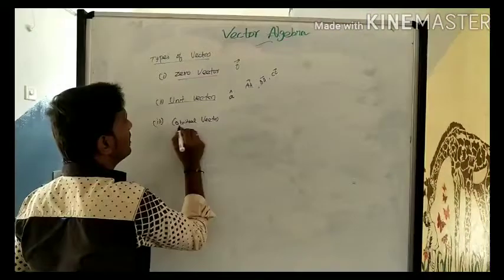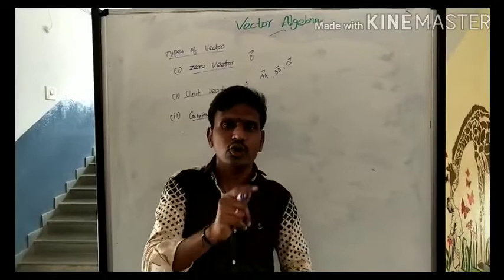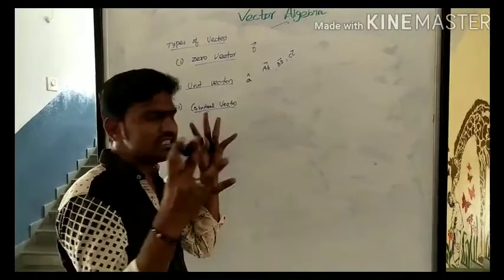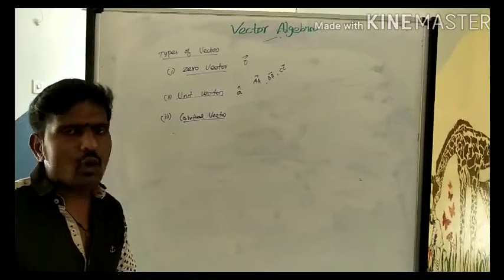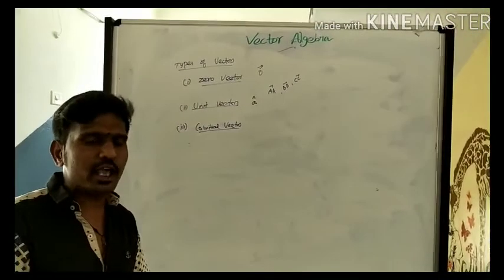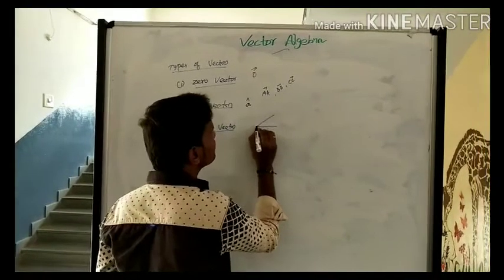Co-initial. So already I told you initial point and terminal point. Initial point is a starting point. Co means one or two or more vectors. Two or more vectors are said to be co-initial vectors if they have the same starting point.